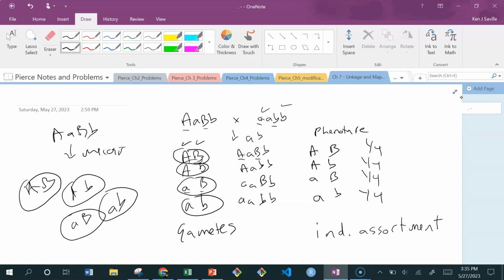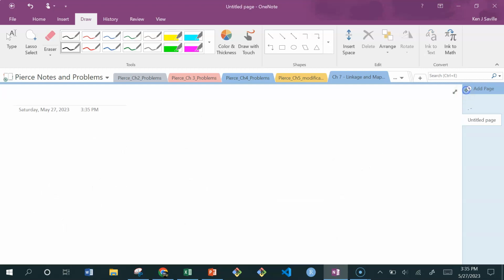All right. So what happens if genes are linked? Well, when genes are linked, you don't get independent assortment. So what happens when genes are linked and we do a test cross? The good thing about this chapter is every single cross looks like this. There's one little variation that we'll throw in at the end. And we get these kinds of things.